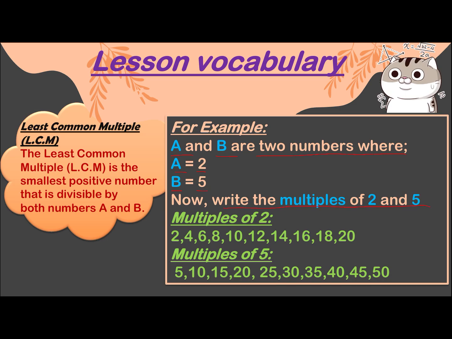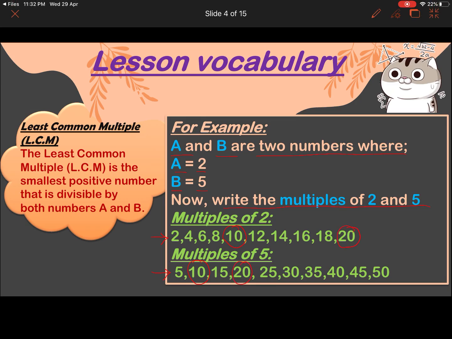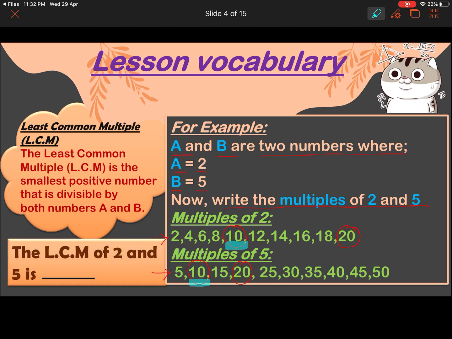Now we are going to write the multiples of 2 and 5. So this is a list of the multiples of 2 and that is the list of the multiples of 5. Now here we see which multiples are common. So here it is clear that 10 is a common multiple of 2 and 5 and 20 is also a common multiple of 2 and 5. But tell me which one is the least common multiple? Yes, you are right. 10 is the least common multiple of 2 and 5. So LCM of 2 and 5 is 10.